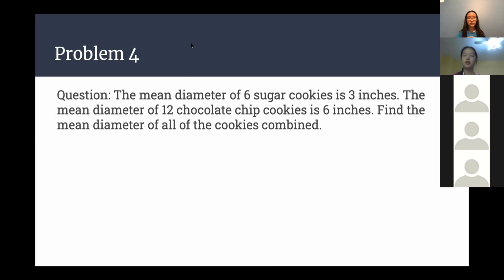The mean diameter of 6 sugar cookies is 3 inches. The mean diameter of 12 chocolate chip cookies is 6 inches. Find the mean diameter of all the cookies combined.